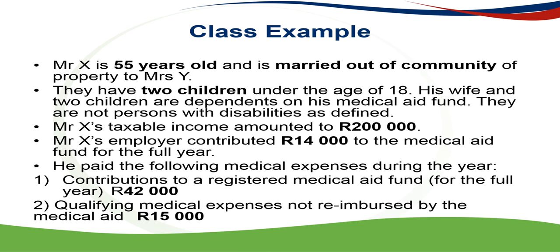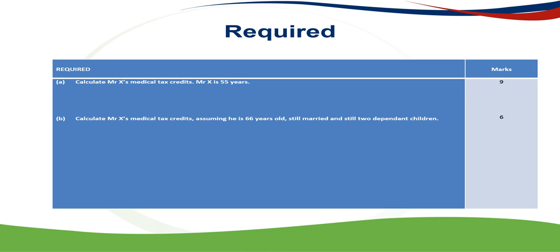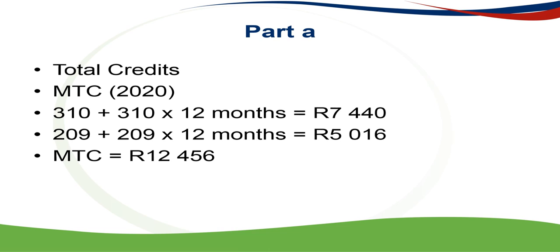Okay, important information. So required is Part A and Part B, 2 separate sections. Part A says, what are his medical tax credits, Mr. X's, which means what is the 6A and 6B. Part B says, again, what is the 6A and 6B, assuming he is now 66 years old. Okay, let's go on to Part A. Medical tax credits for 2020.